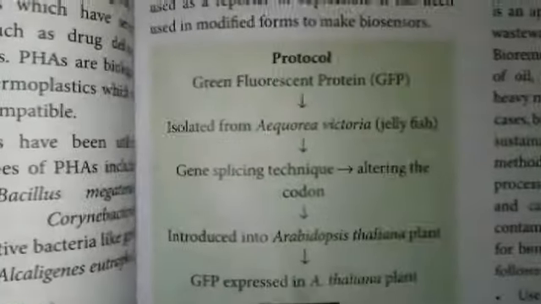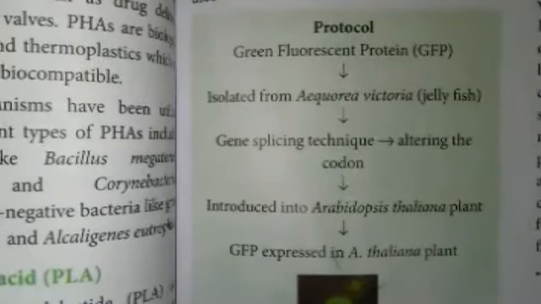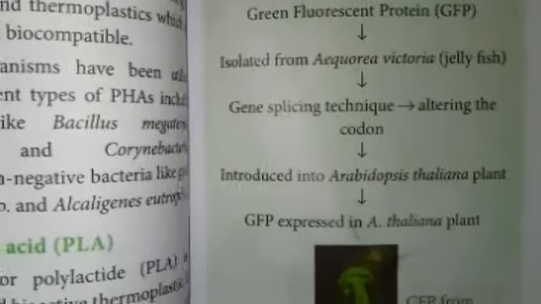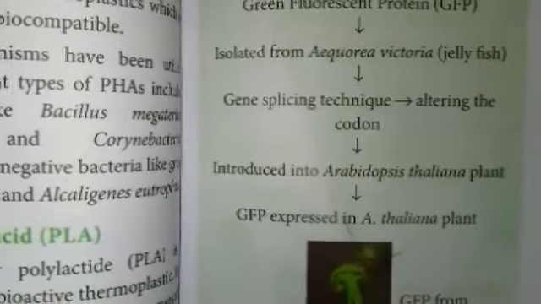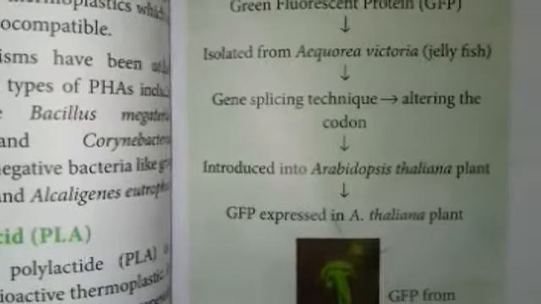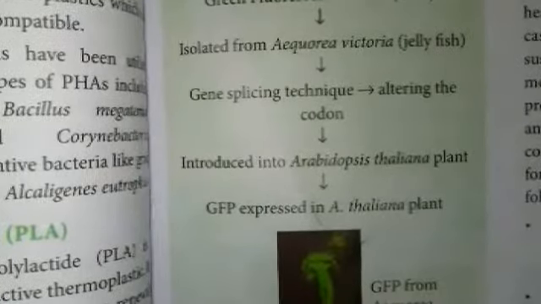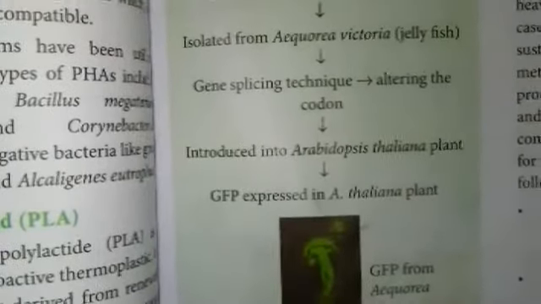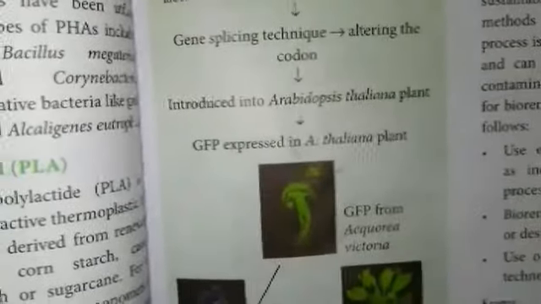The green fluorescent protein is isolated from Aequorea victoria, that is the jellyfish. Then gene splicing technology. Gene splicing means the donor DNA and the vector DNA are cut by using restriction endonuclease, and both the DNAs are joined by using DNA ligase, which is called gene splicing technology. Then altering the codon, the protein code, and the introduction into Arabidopsis thaliana, using a cloning vector.